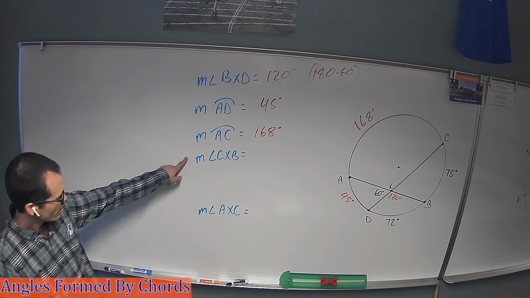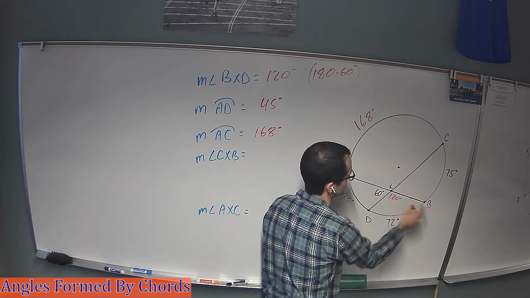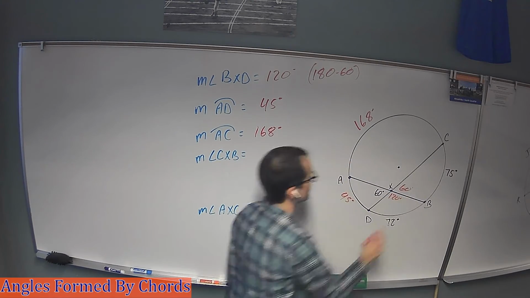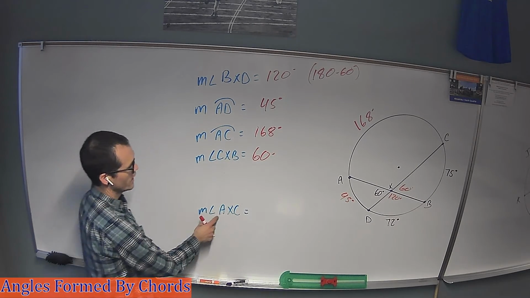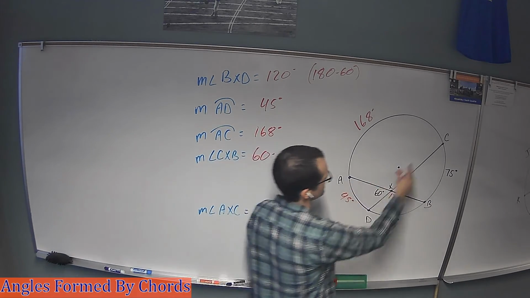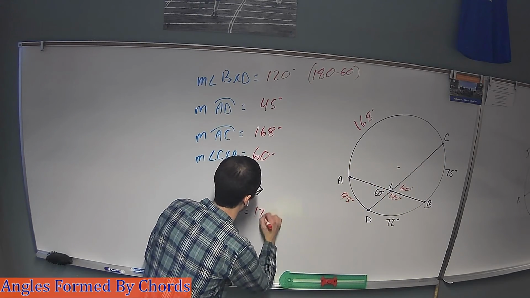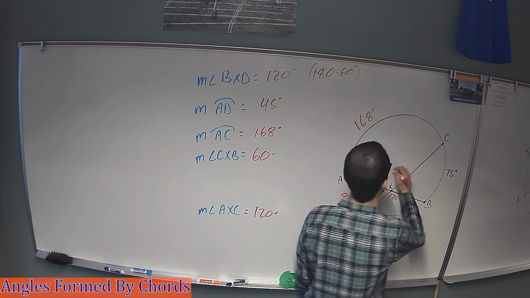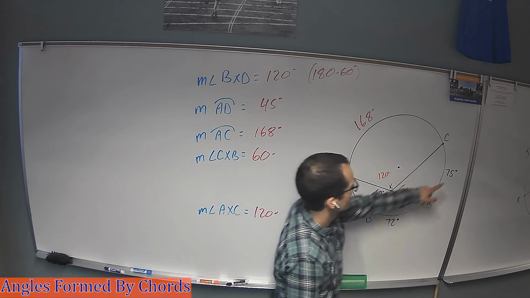So the measure of angle CXB, that is C to X to B, well, this is just vertical angles. These are opposites, so this is 60 degrees. Cool, easy peasy. Not even going to show any work here. Next, angle AXC, A to X to C. That's also a vertical angle here with the 120. So here we go. We now have all four of these angles on the inside. We have all four of the arc measures on the outside.